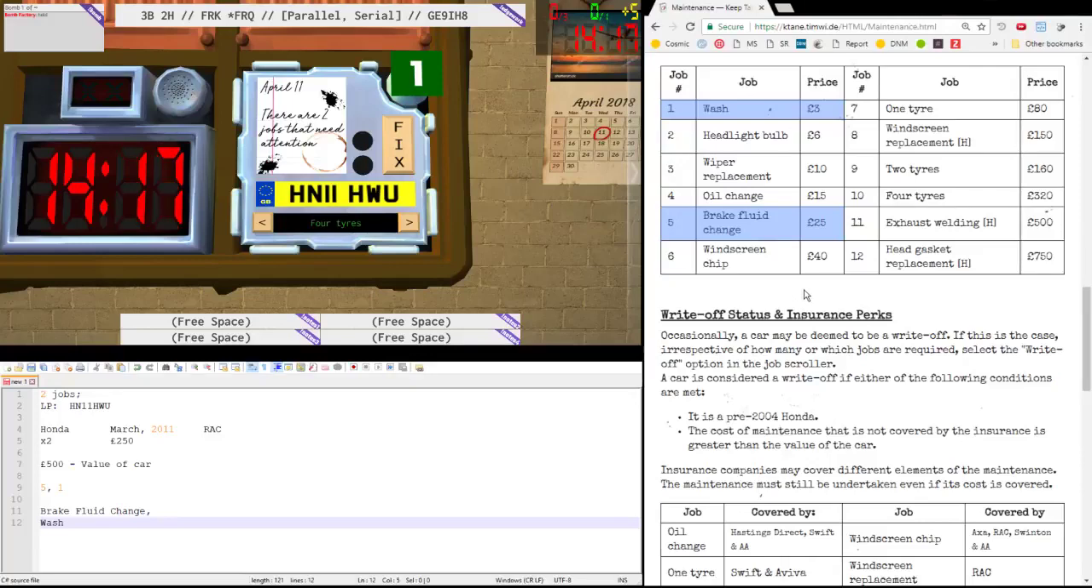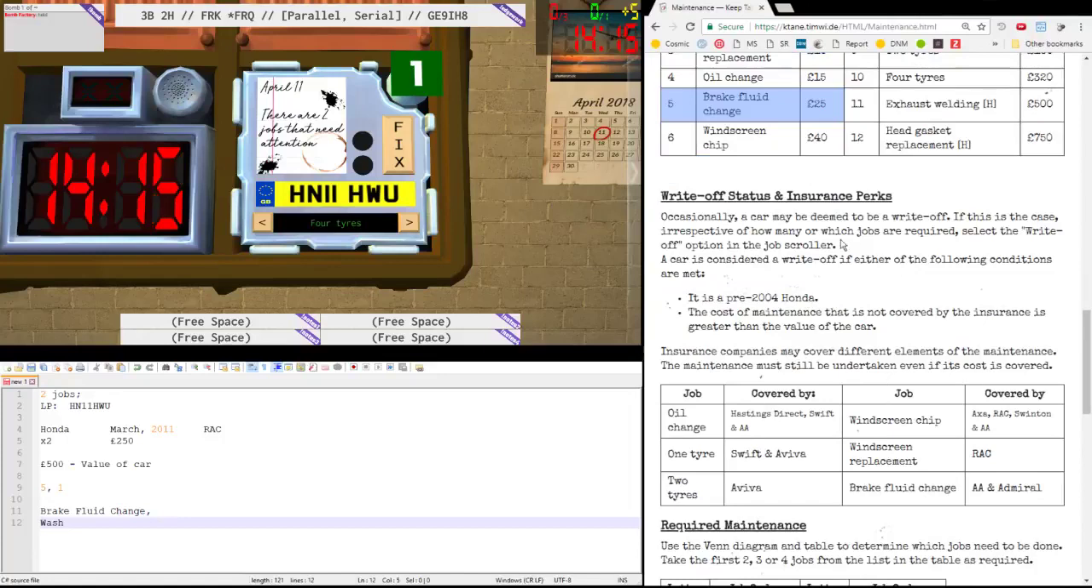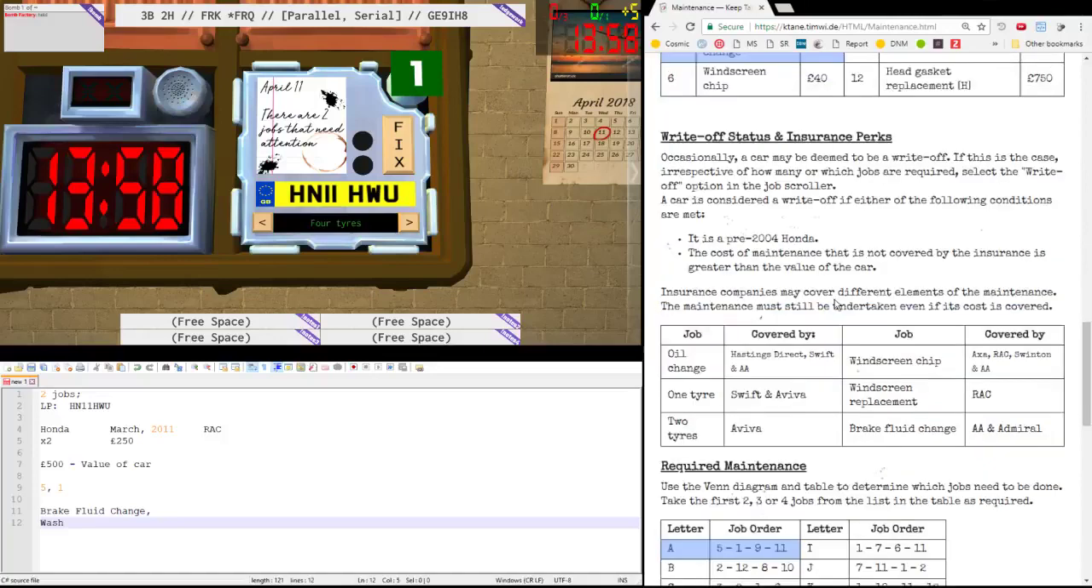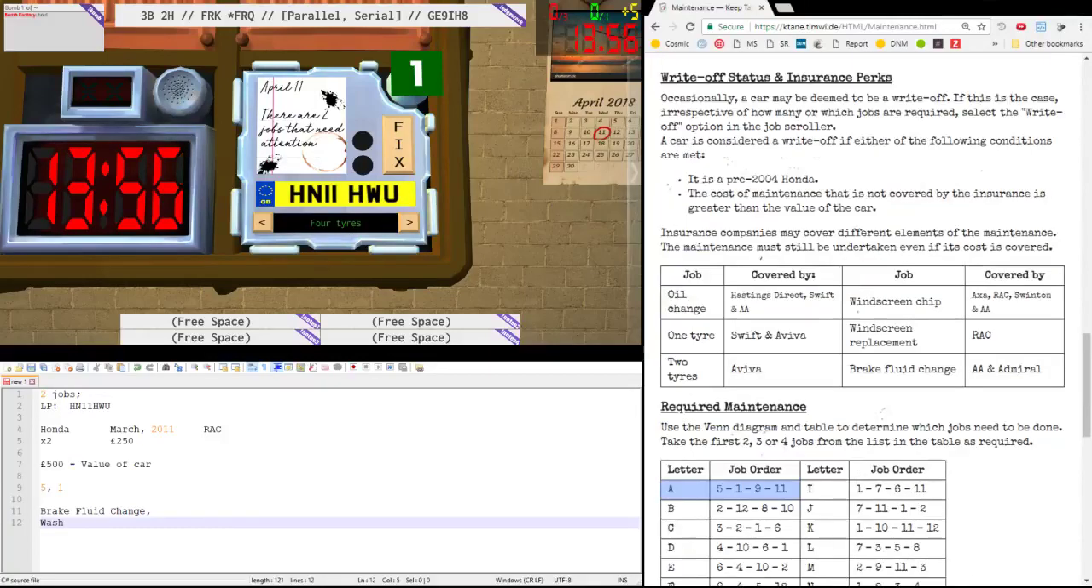Last step is to figure out, here we could do some sort of calculation to see if we write it off. It's either a pre-2004 Honda, which we did not have, or the maintenance cost is more than the car's value, sans whatever you get to count off on insurance, which is also false. So we've got our two jobs.